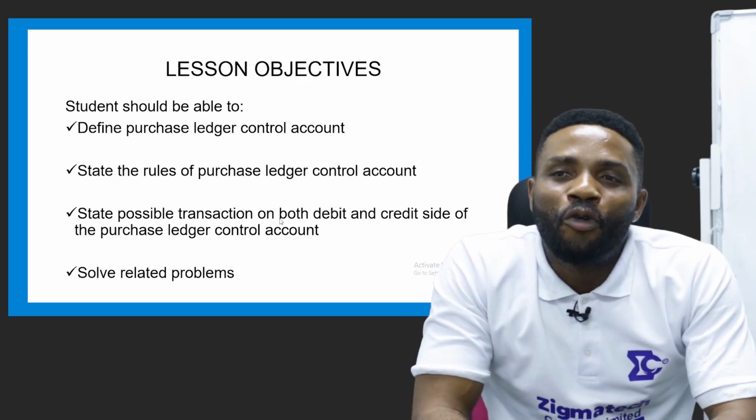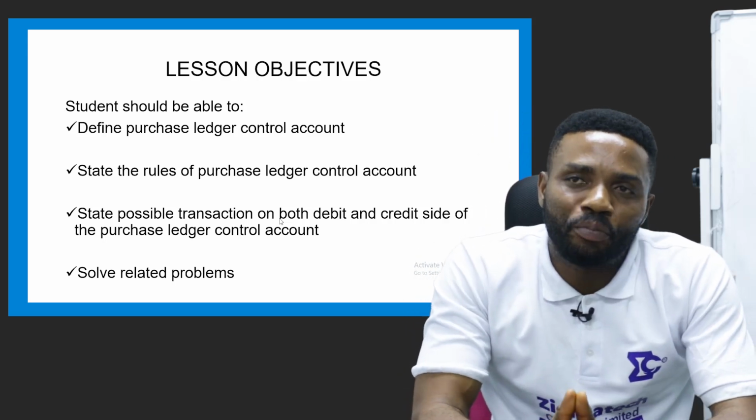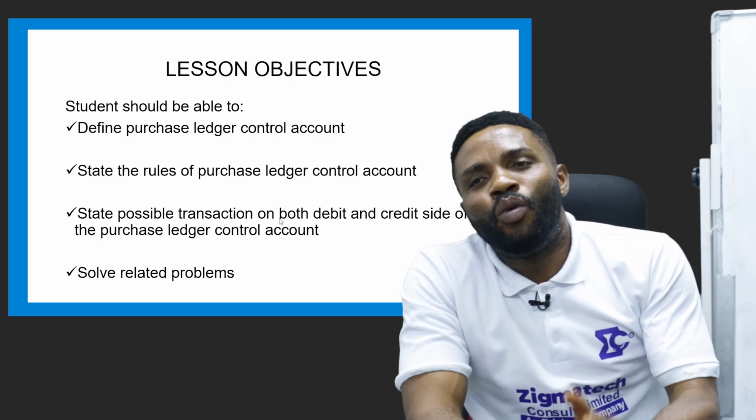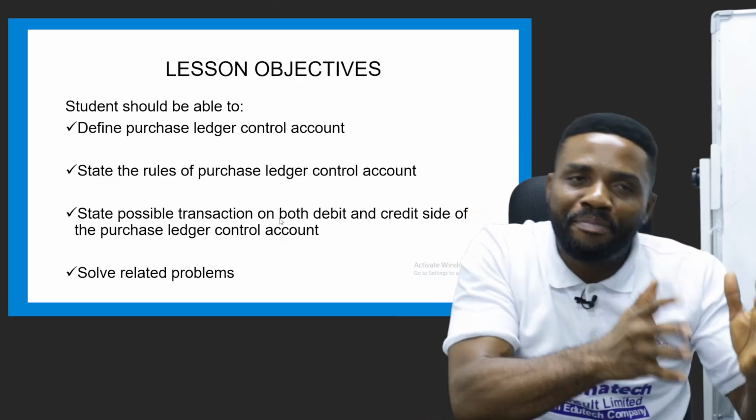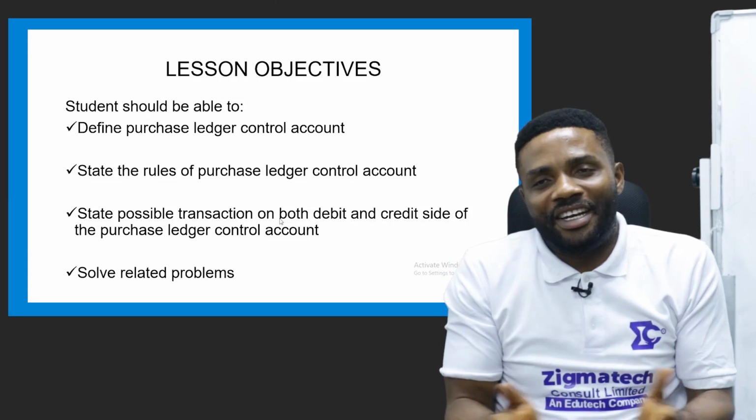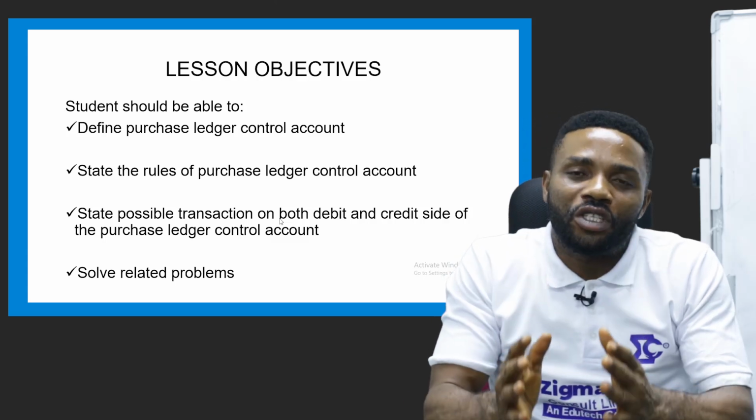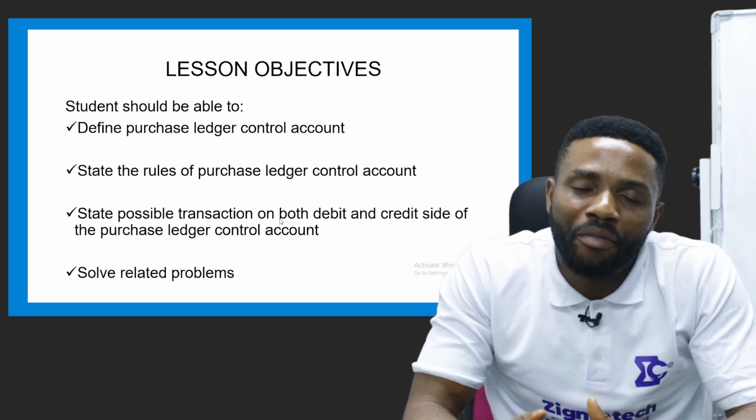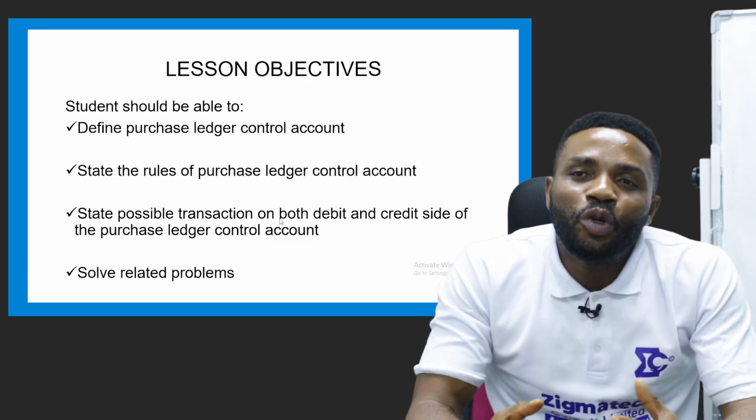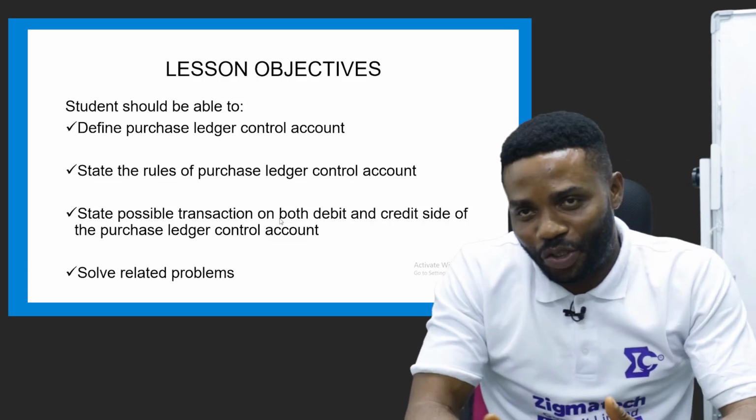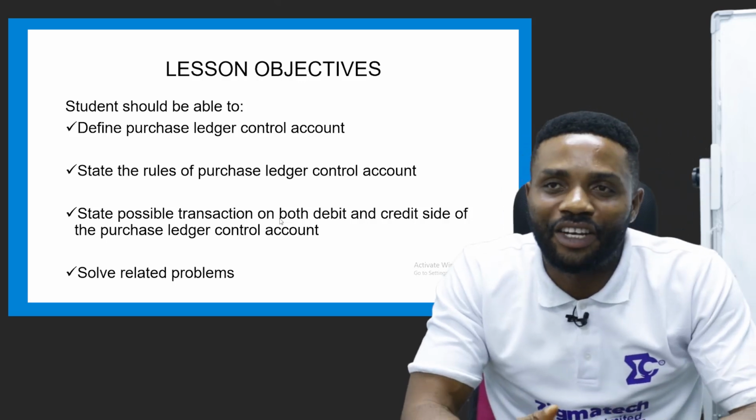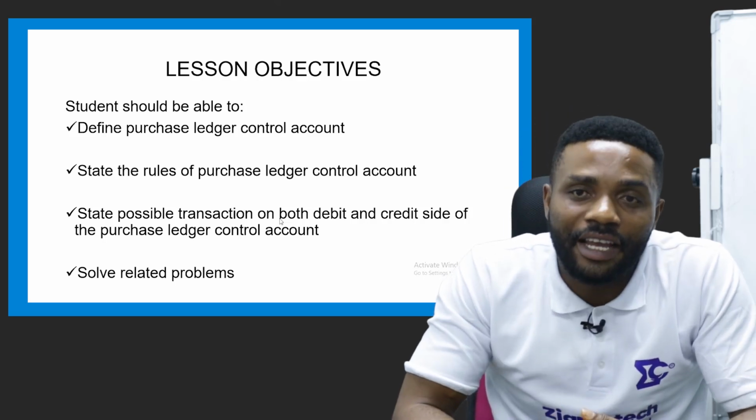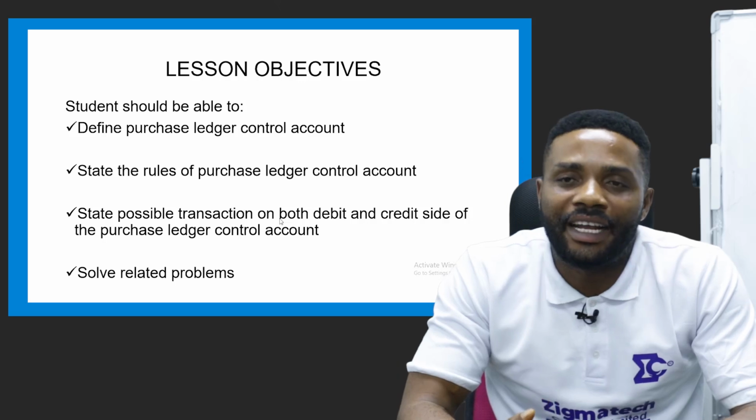Funny enough, students, once they get to the point where they are supposed to prepare the purchase ledger control account, they will be asking, what are those transactions that should be debited and what are those that should be credited? So we are going to do justice to that. It's going to be a very interesting moment to demystify the transactions you see on the debit side and the credit side of the purchase ledger control account. And the last but not the least is to solve related problems from our exam guide.